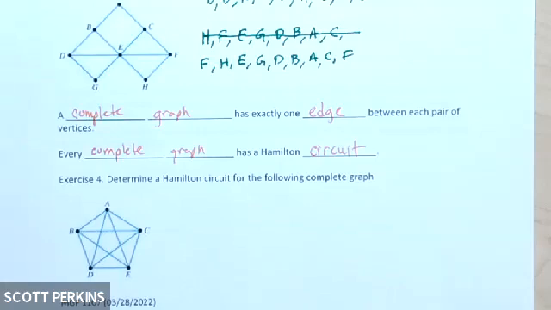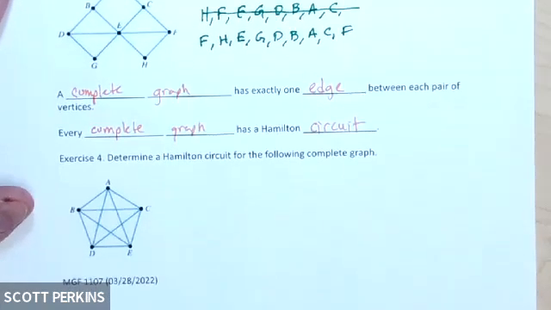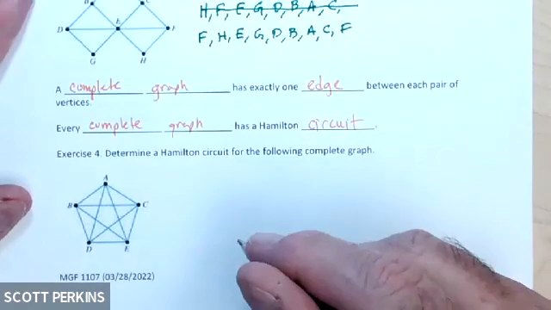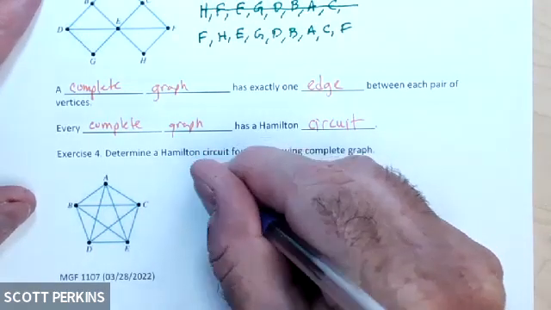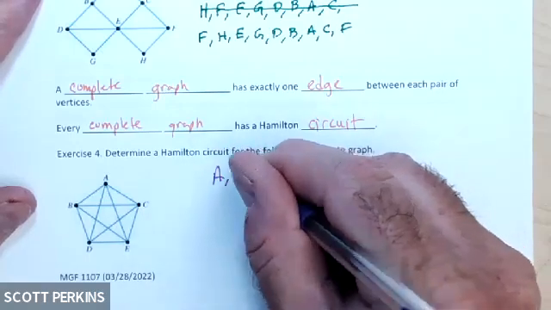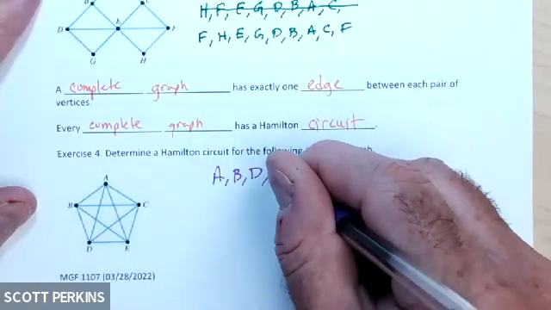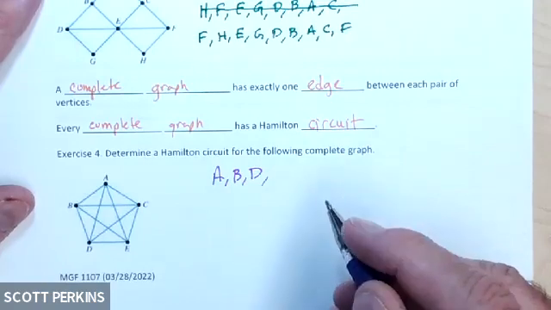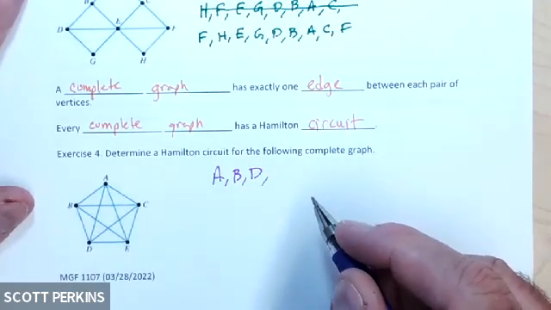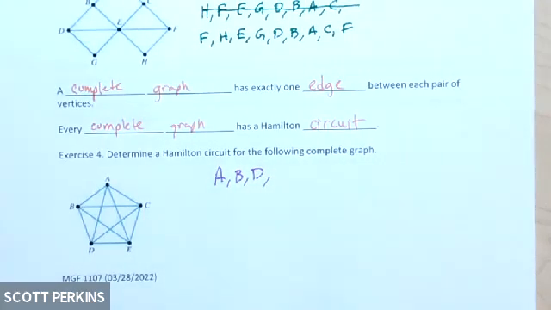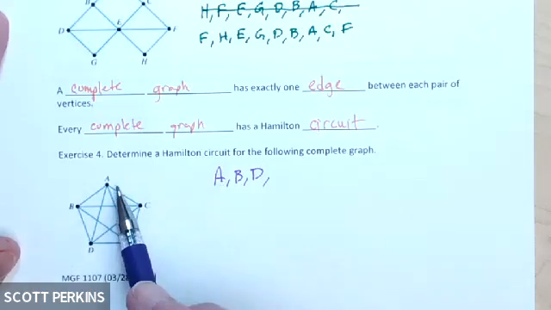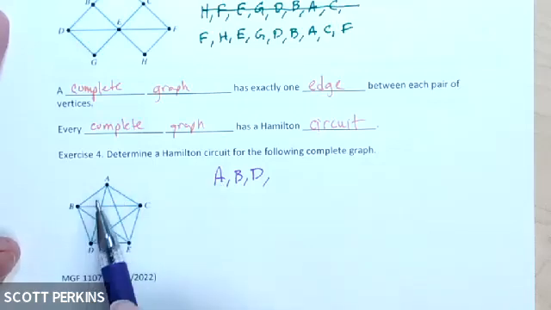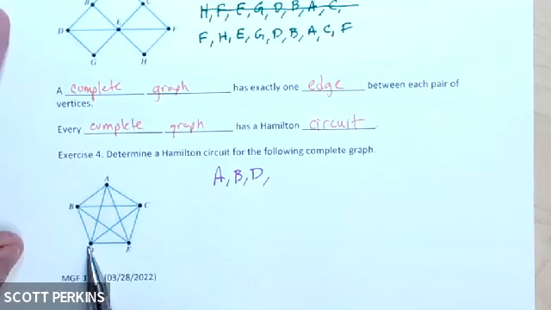All right, somebody give me your Hamilton circuit for exercise 4. Go ahead. Okay, A to B to D. Are we going back to A already? Remember, in a Hamilton circuit, I want to hit every vertex. Did you say we started at A? If I go A to B to D, I can't go back to A yet because I have E and C that I need to hit.